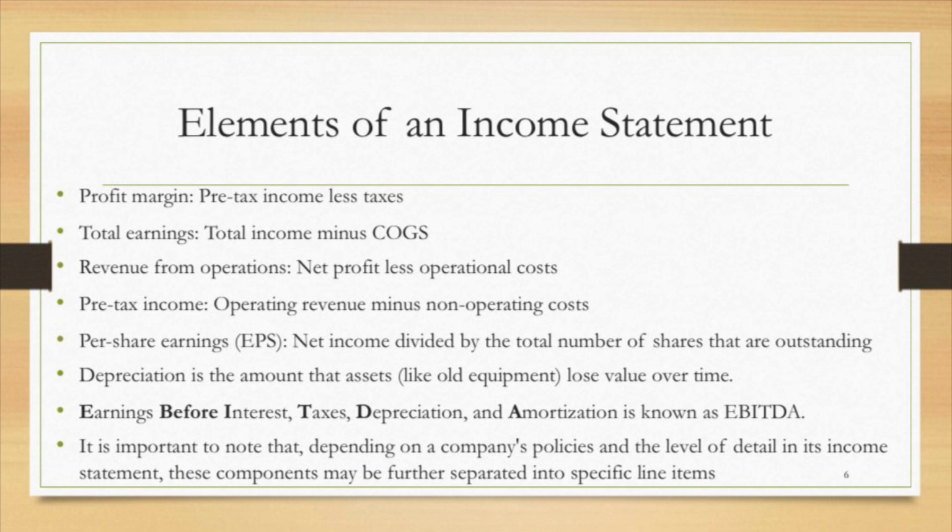Here are a couple other elements of an income statement that are also important to learn and see and understand as well. These won't be discussed or touched on in this example, but they're important to see. It is also important to note and understand that depending on the company's policy and the level of detail in its income statement, some of these components may be further expanded or they may be combined. It just depends on the company, meaning there may be more items or there could be less items.